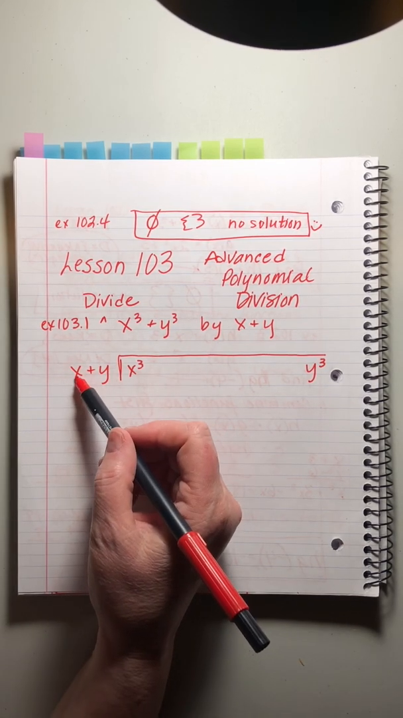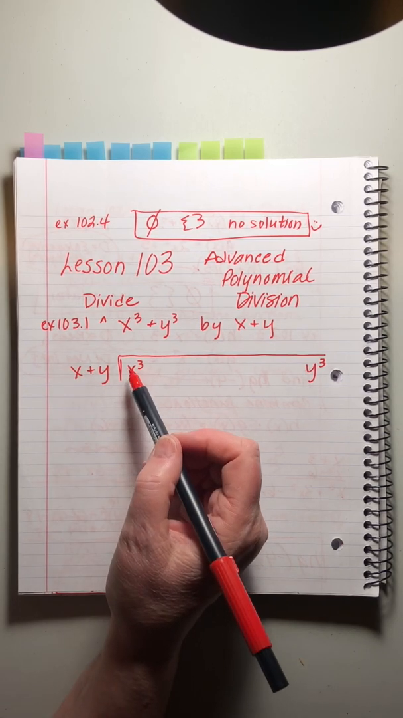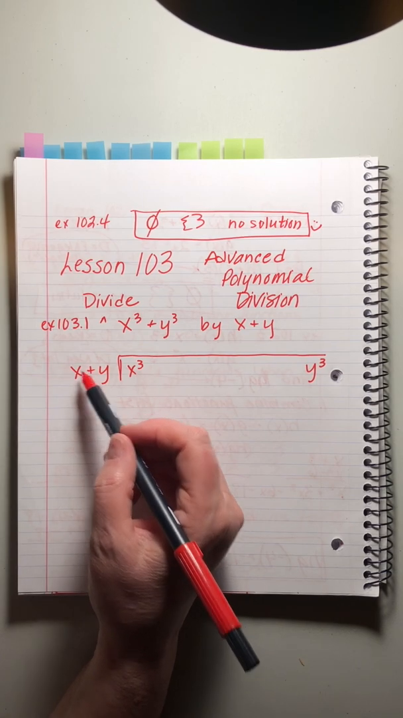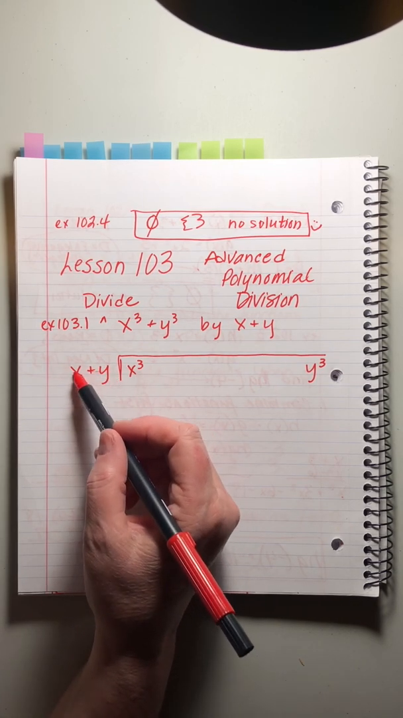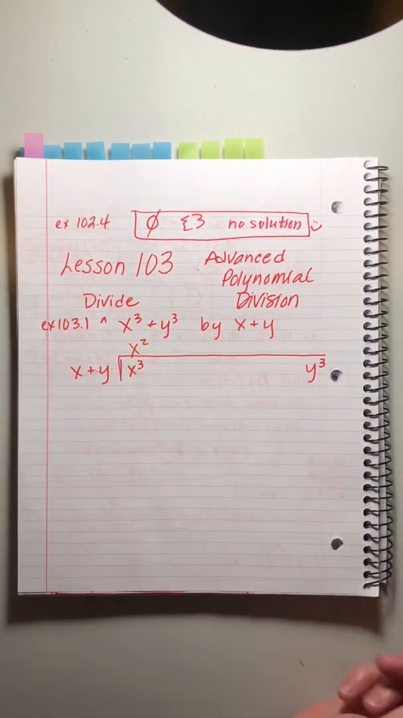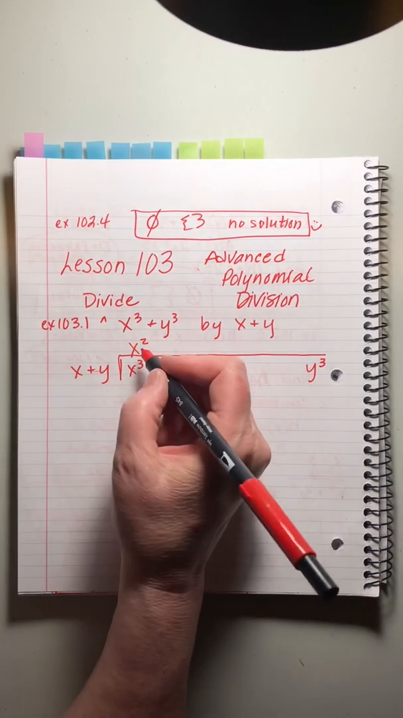We ask ourselves, what do we have to multiply by x to get x cubed? That's how we estimate. What do we have to multiply by this outside term only? We ignore that. What do we multiply by this to get that? Well, that's easy. That's x squared, right? That's the estimating part. Now we multiply.